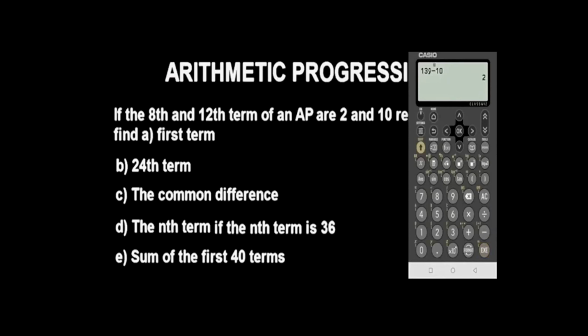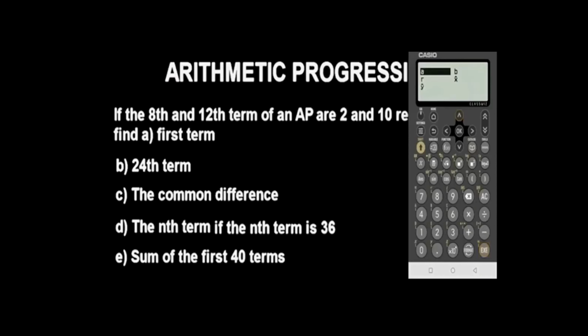See, 2. The common difference was 2. We're making progress. The D part of the question says, if the nth term is 36. So for this nth term, remove everything here. Alright, press this catalog button again. Then under the statistics option, press execute. You go for regression, execute.